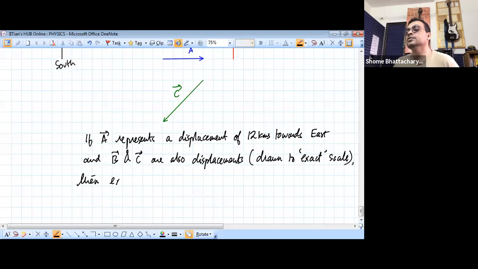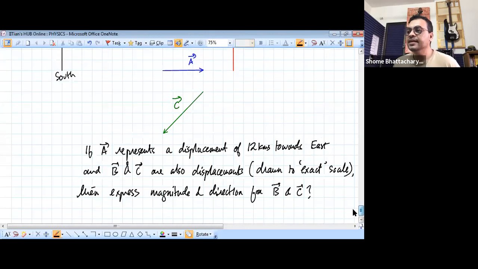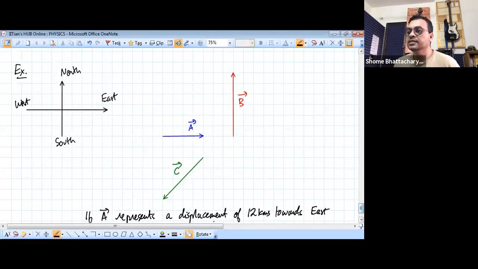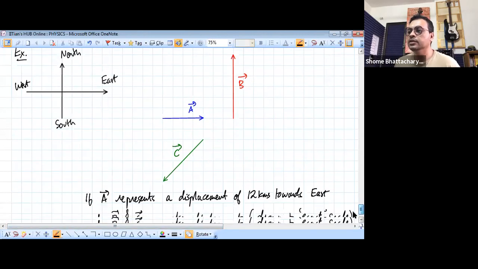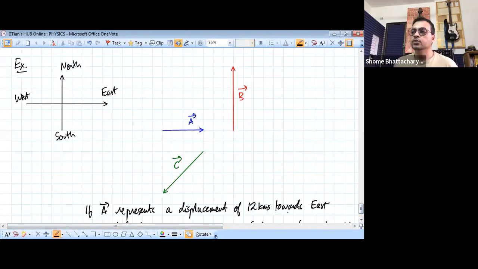Then express the magnitudes and direction for B and C. So supposing I have gone through the trouble of making an exact diagram according to scale. In that diagram, the vector A represents a displacement of 12 kilometers towards east, and I have drawn B and C also using the same scale to exact measurements. Then just observe the arrows and from that try to tell what is B and what is C.